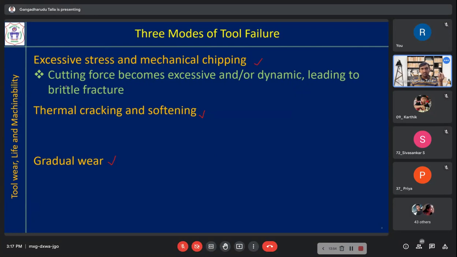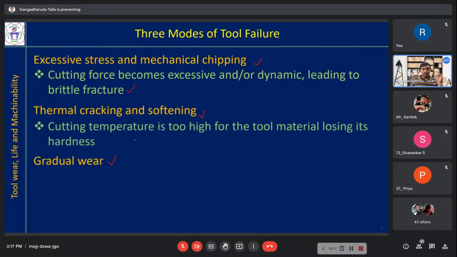So you can see in the first case, cutting force becomes excessive and dynamic, leading to brittle fracture. If the cutting force is very high or it is changing too quickly, it is not the same continuously, then there will be vibrations and breakage of the cutting tool. Second is obviously due to cutting temperature, due to which it will lose its hardness.